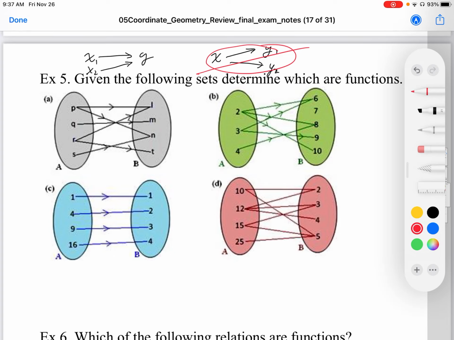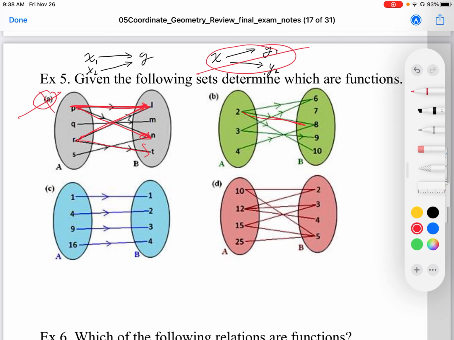So looking at A, we can see that the p value maps onto L, but it also maps onto N. Right there, it does not pass the vertical line test. Okay, so that is not a function. We have a few instances of this as well. We have this R as well that maps onto two different components, and that's not allowed. So it's a non-function.